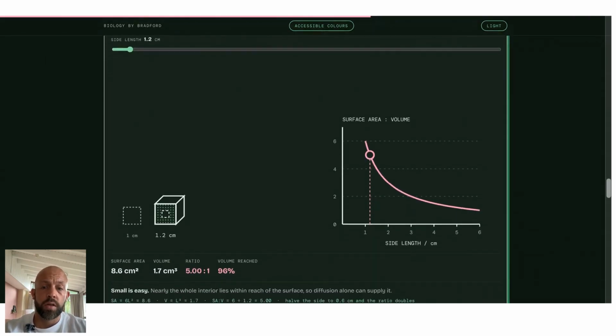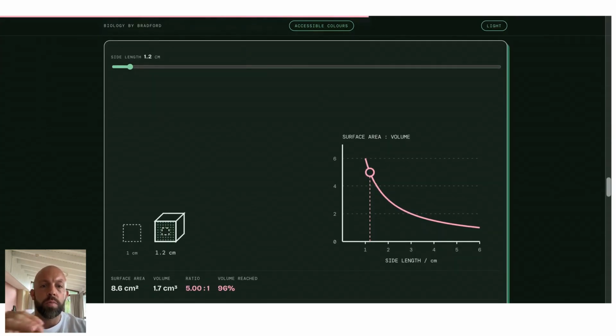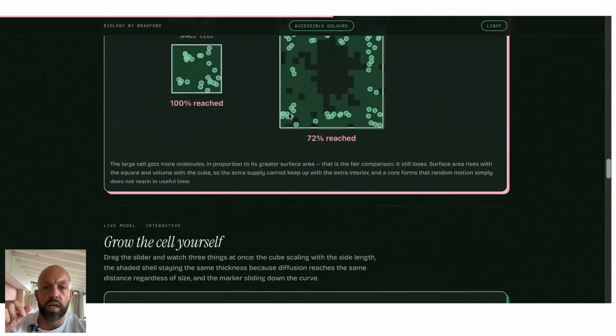Now, some cells, in order to maximize this, an adaptation might be that they are flat, like pneumocytes inside the lungs, biconcave, like a red blood cell, or have projections like microvilli in order to increase our surface area there.